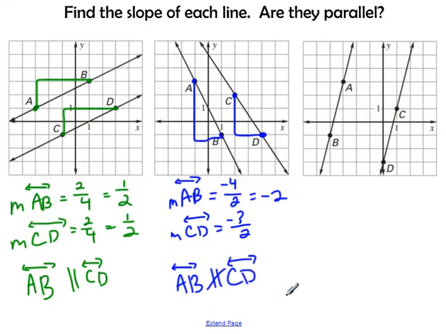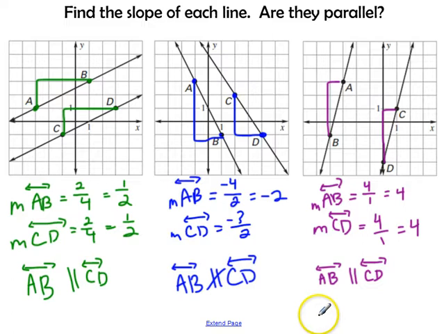I want you to go ahead and pause, try this third example, and check back with me when you're finished. Hopefully you found that the slope of line AB is 4 and the slope of line CD is also 4, so you can conclude that line AB is parallel to line CD.